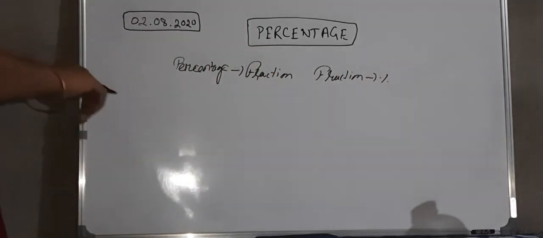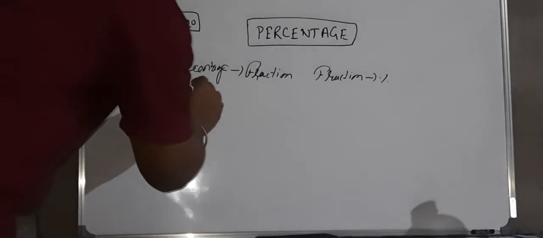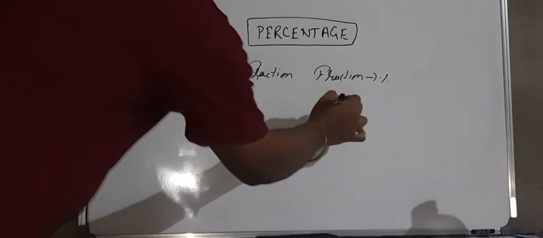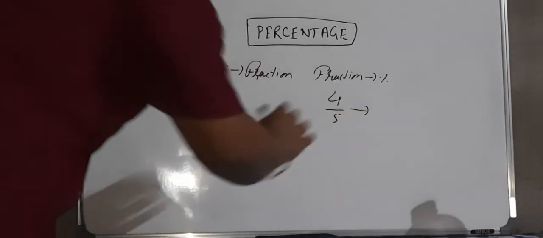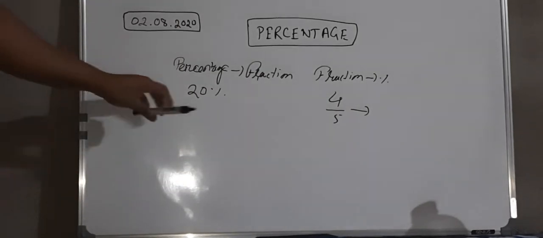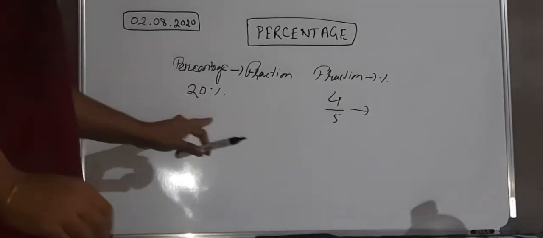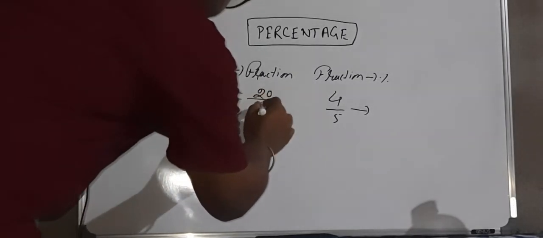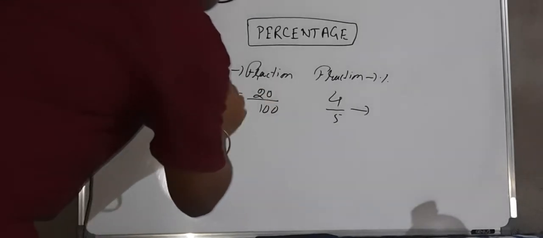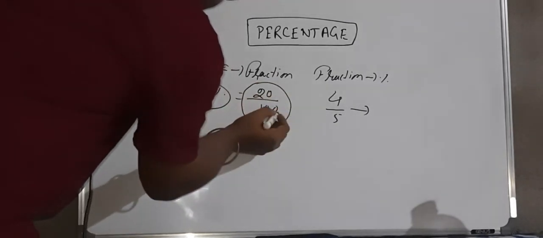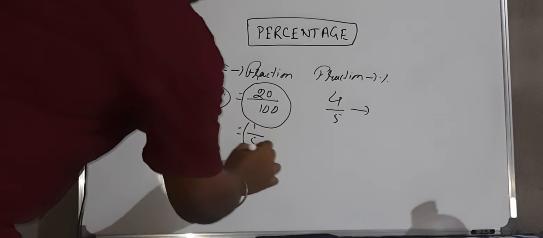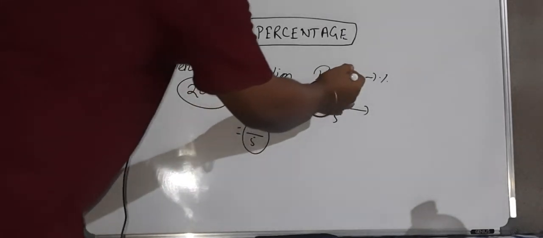So let's first see how you can convert a given percentage into a fraction and a given fraction into a percentage. Let's take an example. Say you have to convert 20% and 4 by 5. You have to convert 20% into a fraction and the fraction 4 by 5 into a percentage. Percentage is basically expressing something in terms of 100. So you can write 20 by 100 simply. So 20 by 100 will become 1 by 5 eventually. So the fraction form of 20% is 1 by 5.